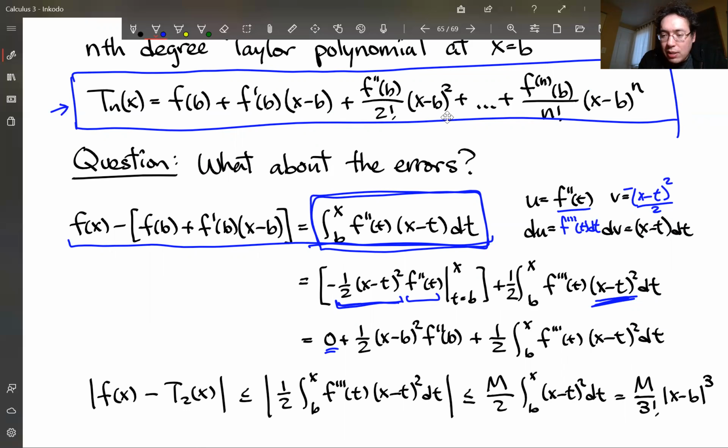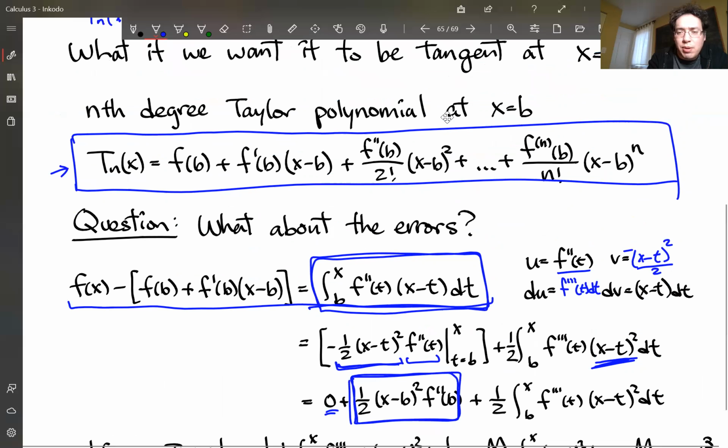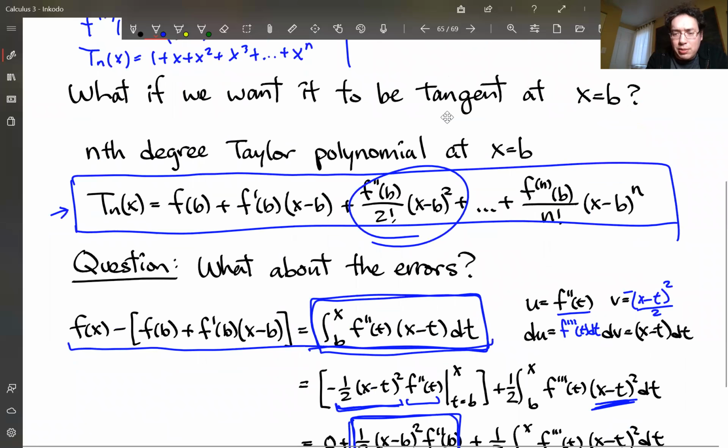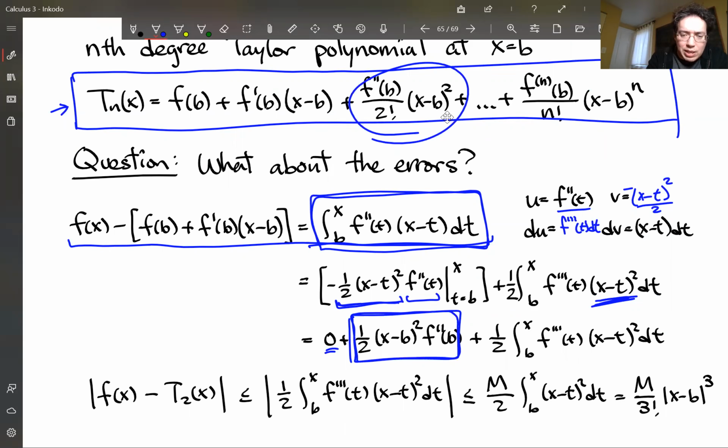And then for this portion, we're going to make similar assumptions. So notice how this is the same thing as the second term in the second order Taylor polynomial. So if you bring this to the left-hand side, we get the original function minus the second order Taylor polynomial. And then the error is described by this expression right here.